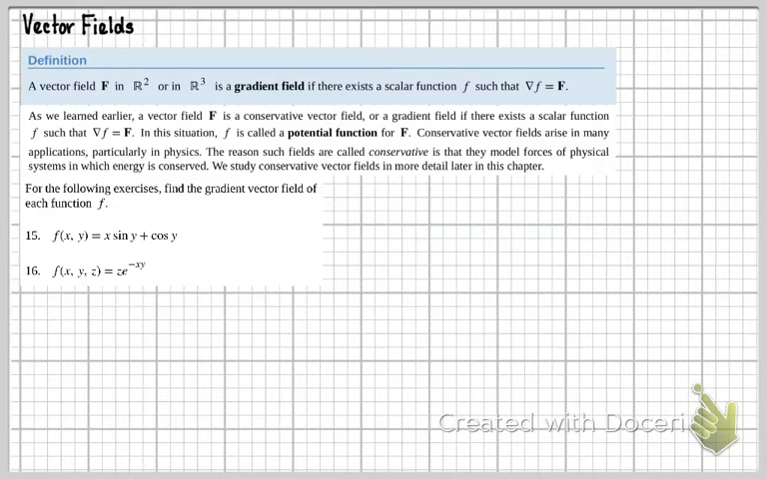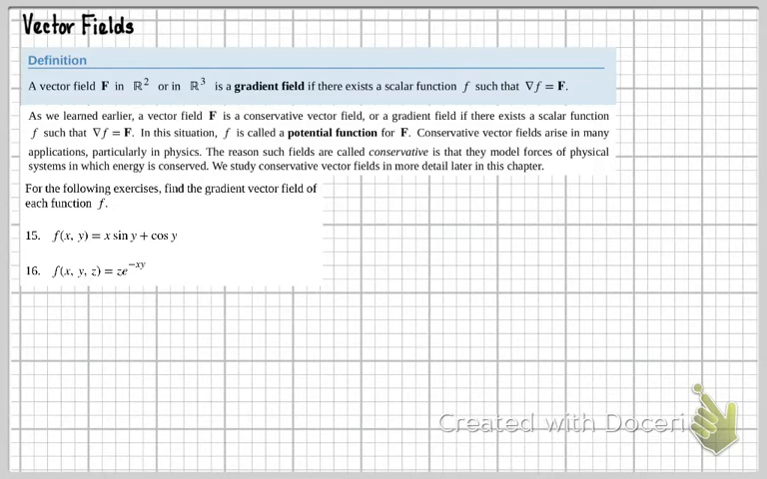Conservative vector fields arise in many applications, particularly in physics. The reason such fields are called conservative is that they model forces of physical systems in which energy is conserved. We study conservative vector fields in more detail later in this chapter.